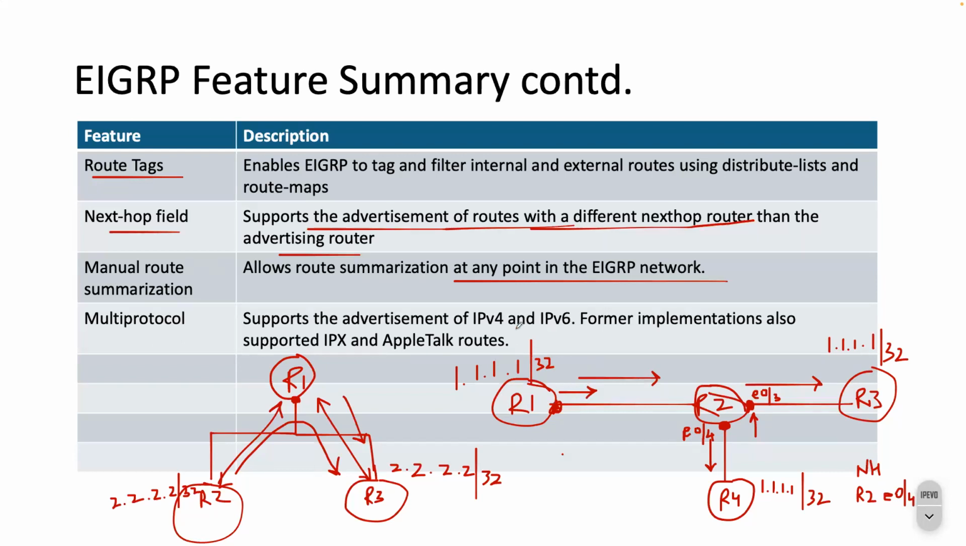However, in case of OSPF, you can summarize only at your ABR router or your ASBR router. These are the only two places where you can configure summarization in OSPF. However, in case of EIGRP, it can be configured anywhere, at an interface level. Multi-protocol, yes, it can support IPv4, IPv6 also.